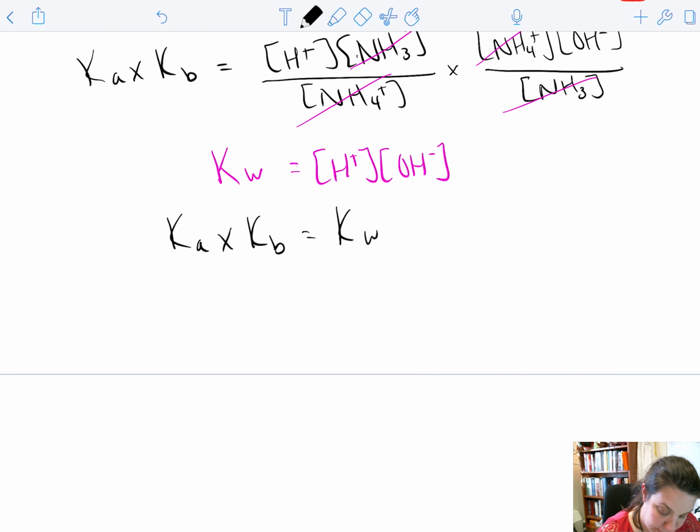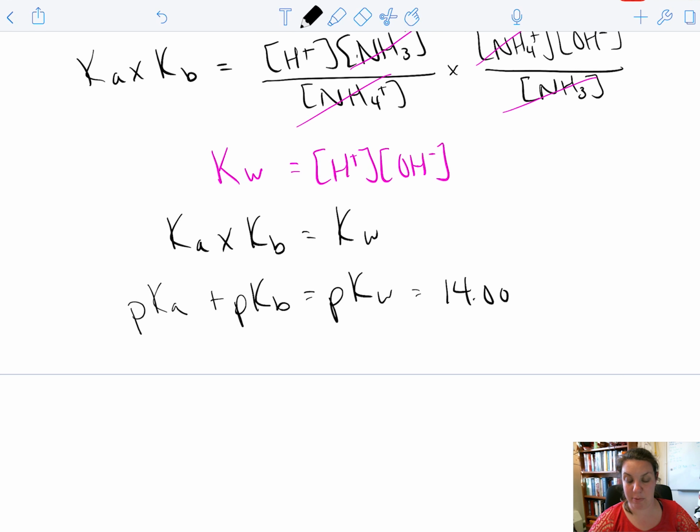Another thing we can do is we can take our pKa and add it to our pKb. That will equal pKw, which is equal to 14.0. I'll show you guys that a little bit more in detail in class. So that is everything for our prelecture 13, 14. I will see you guys in class.